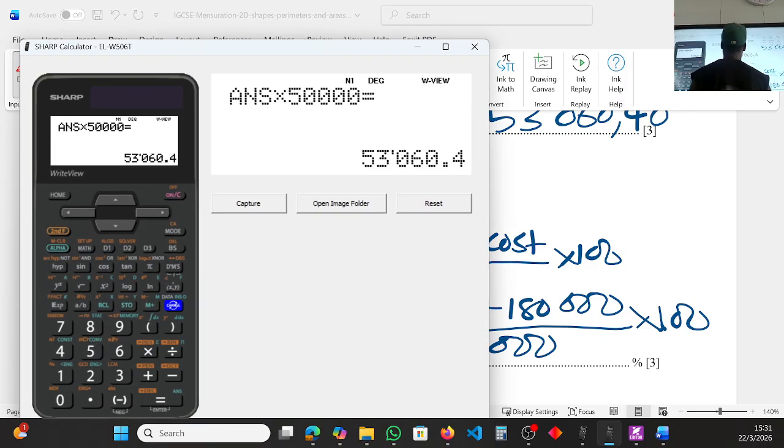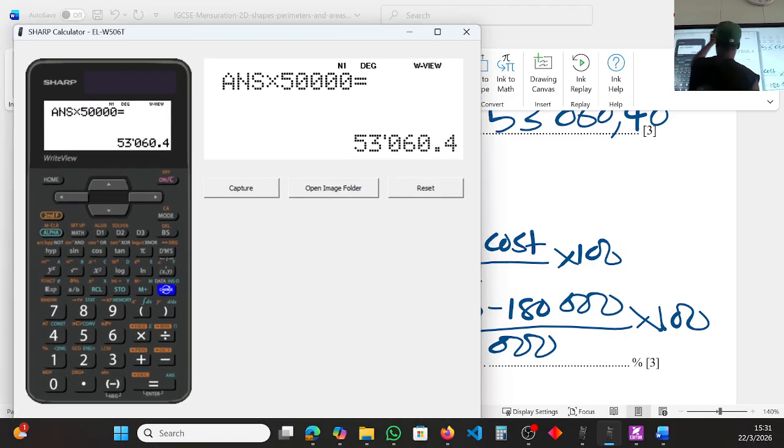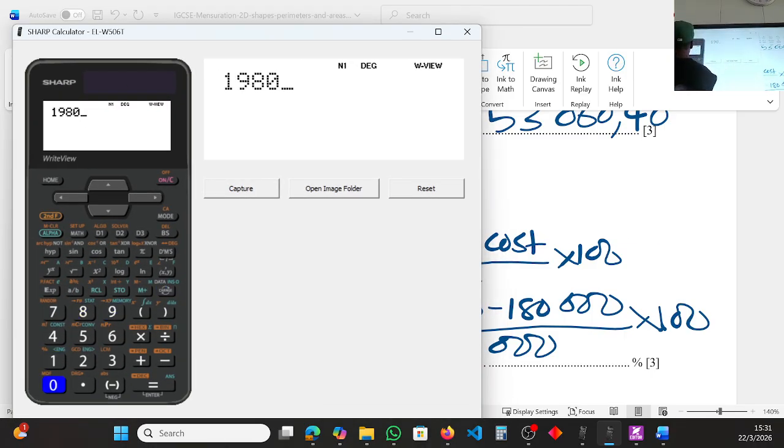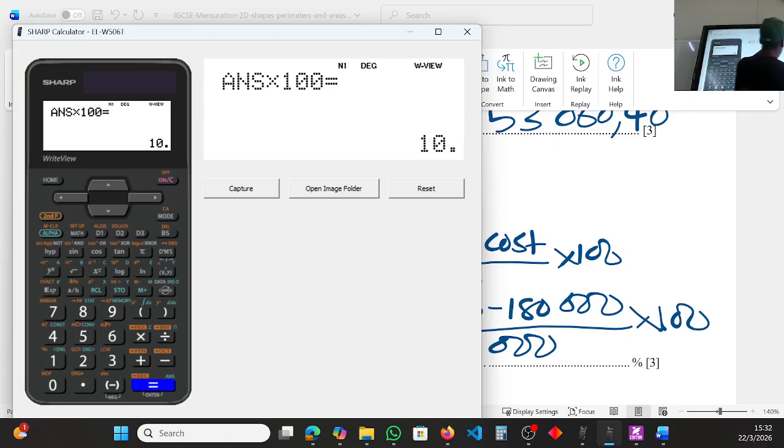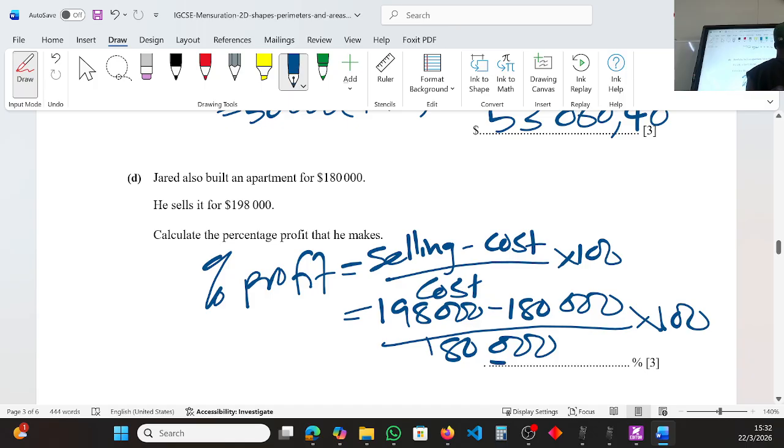I need my calculator for this. So I have 198,000 minus 180,000. Divided by 180,000, it will give me 0.1. And this answer multiplied by 100 will give me the percentage. So this will be equal to 10 percent.